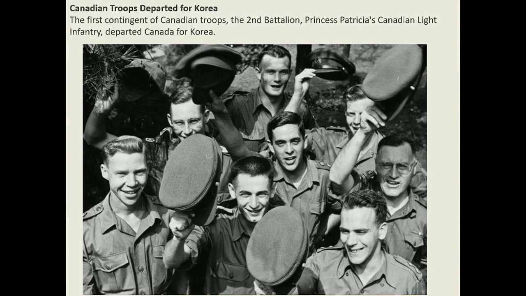The first Canadian troops departed for Korea in the months after the start of the conflict. The first contingent of Canadian troops were the 2nd Battalion, Princess Patricia's Canadian Light Infantry. And this is them, or another unit, departing for Korea.